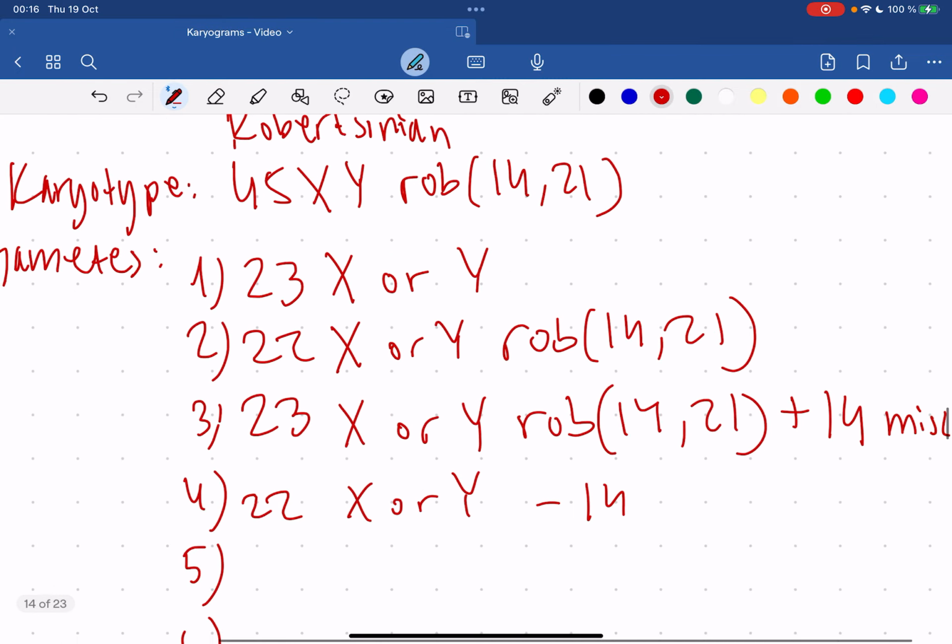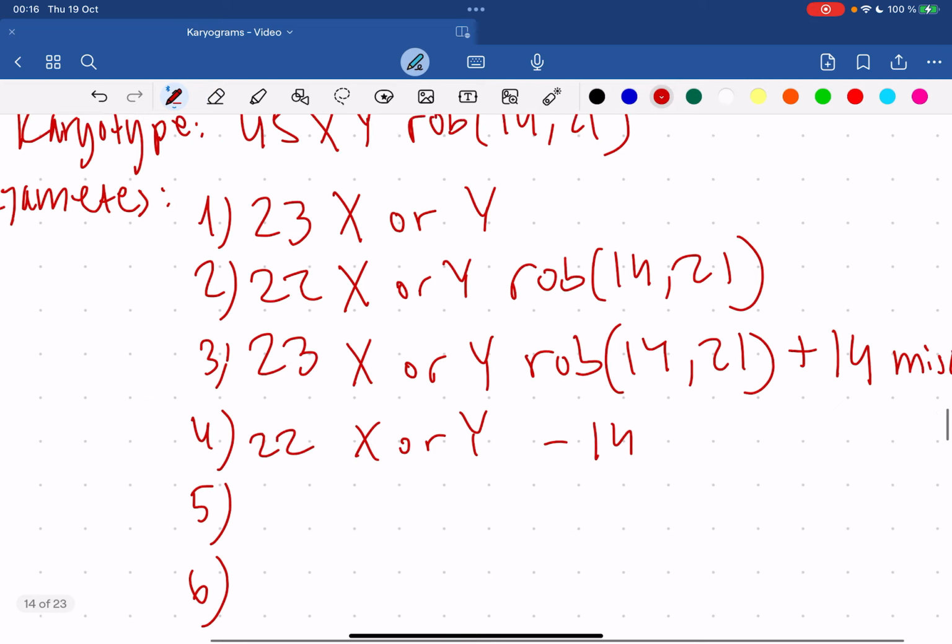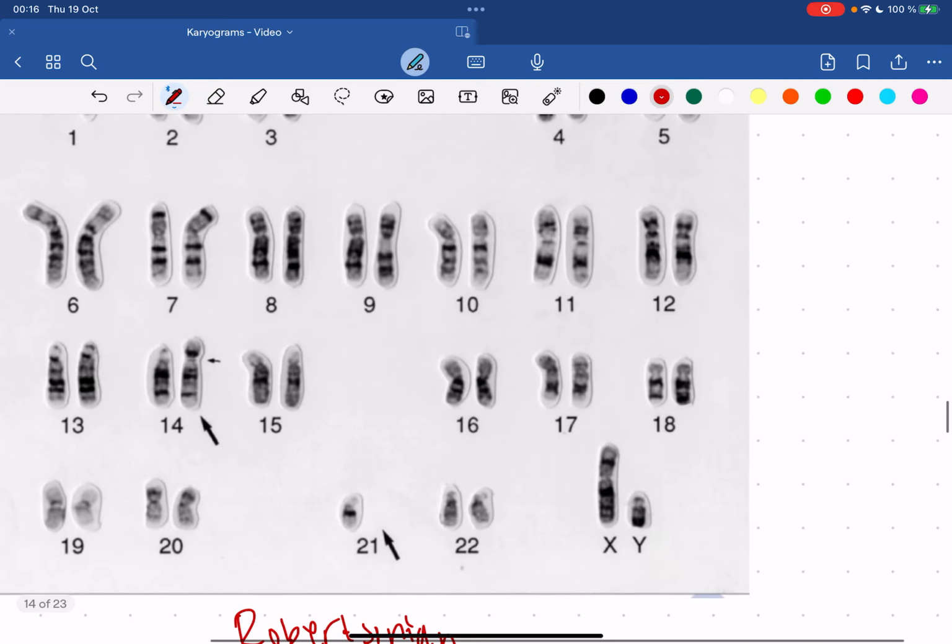Is it 22 or is it 21? Why did I write 22 so far? Oh, that one is 22, yeah. Yeah, I wrote it correct. I don't know, I'm just tired, I guess.